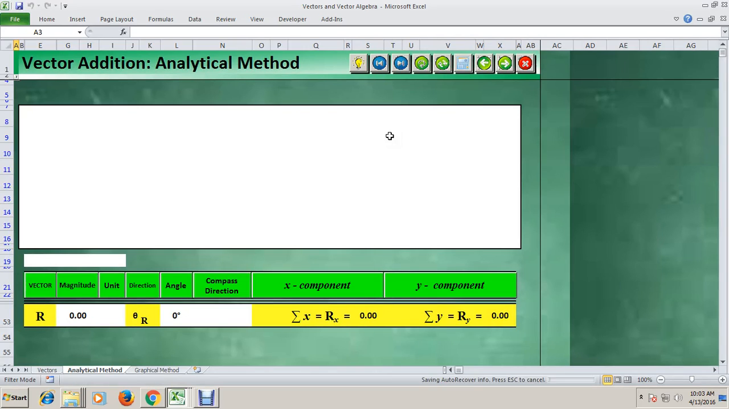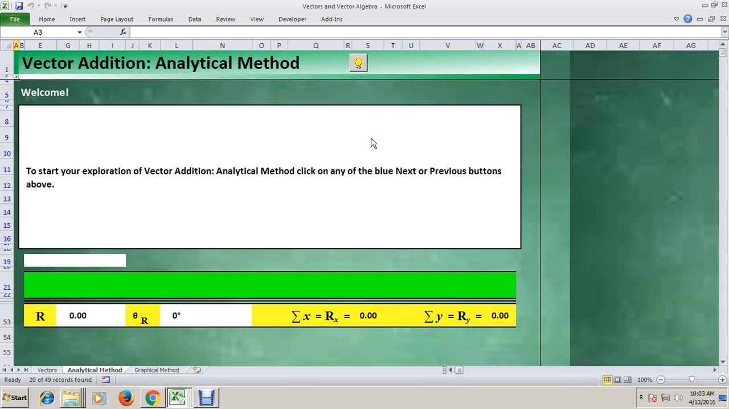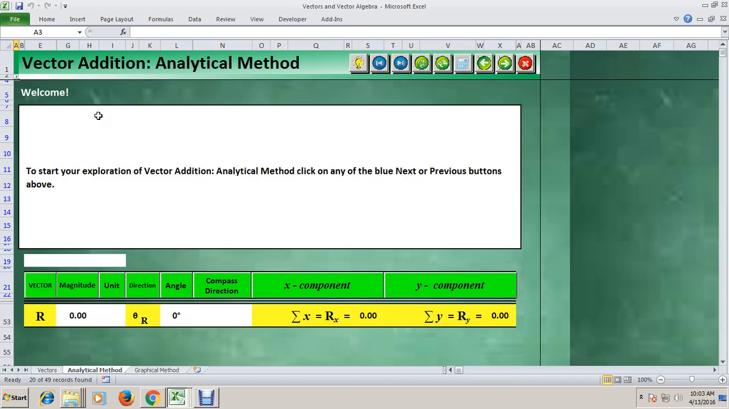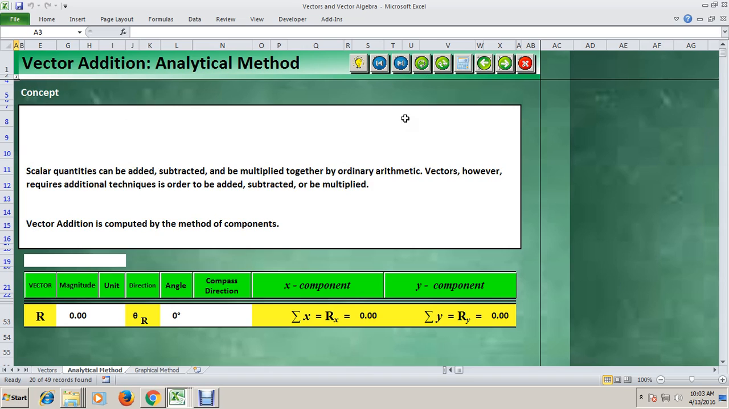Okay, so we'll be continuing on our discussion on vectors and vector algebra. So next on our discussion would be the operations on vectors. So let's discuss first the discussion on the operations on vectors.